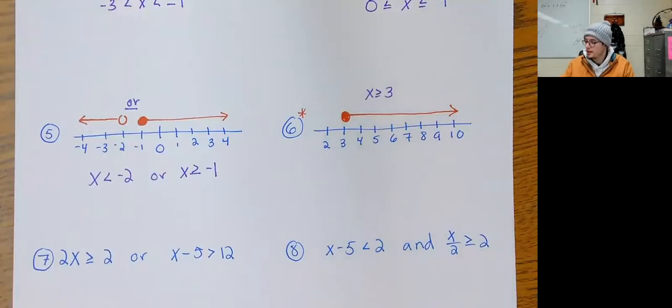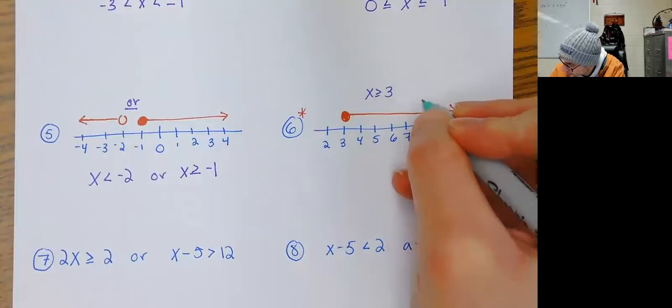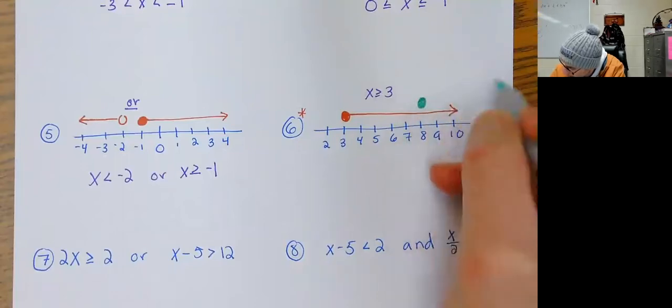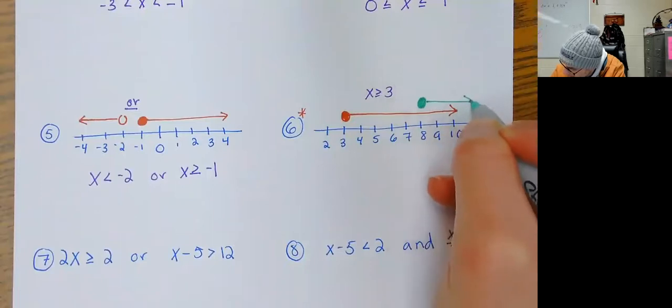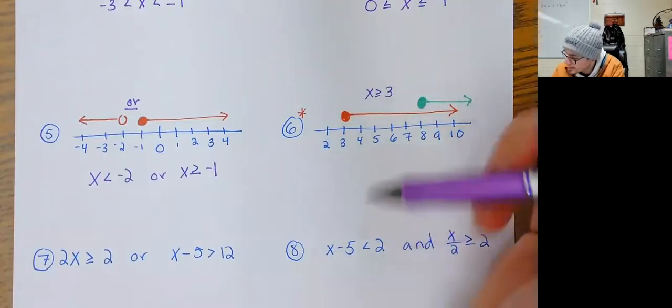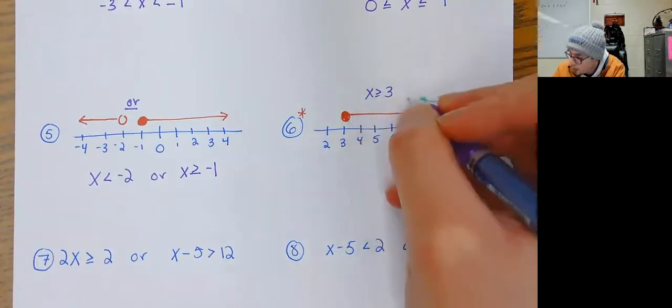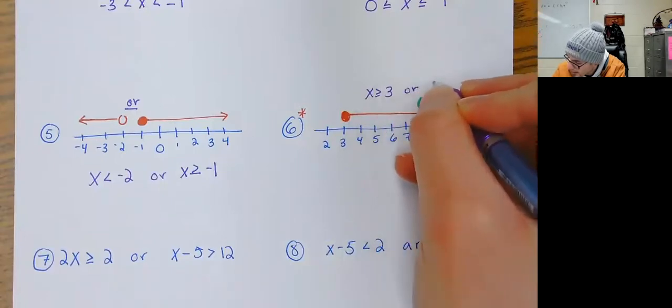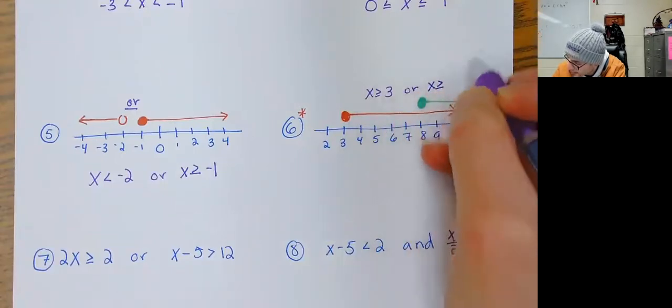What if I was to come and put this on there? Now I have 2 separate inequalities that are being combined. And I know what the two separate inequalities are. So this would be x is greater than or equal to 3, or x is greater than or equal to 8.